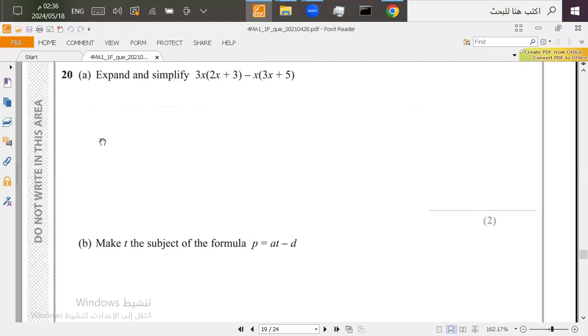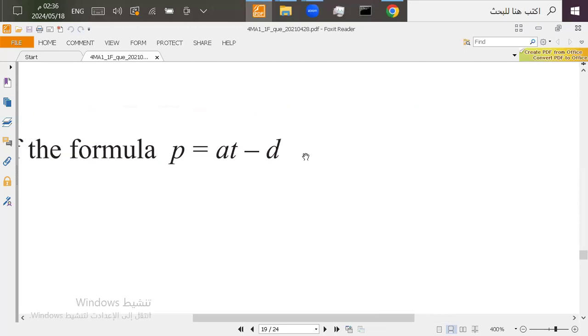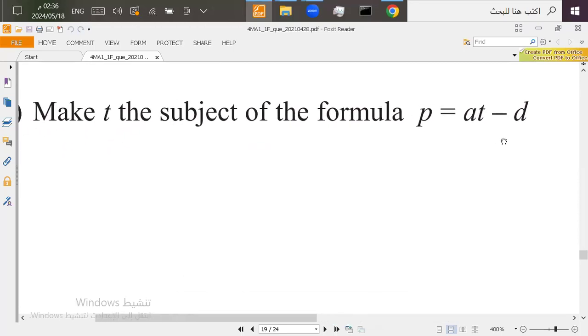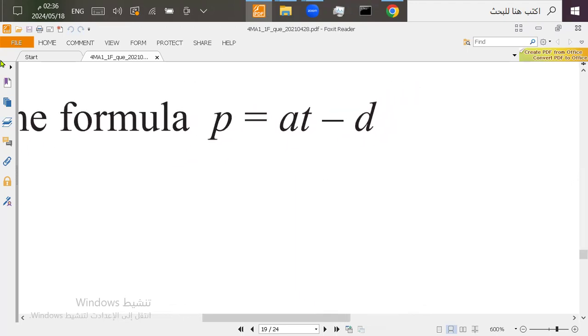Let's go back. Okay. Make t the subject of the formula here. So to make t the subject, it means we're going to make t alone. So anything next to the t, we're going to take it to the other side. Let's take a look here. So first, this is negative d. I'm going to take the negative d to this side. So I'm going to have a t alone, or I'm going to make it like this, p plus d, because we took the negative d here, it's going to be plus d, equals at, like this.